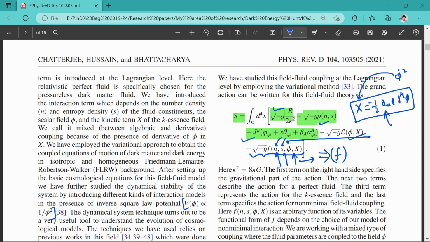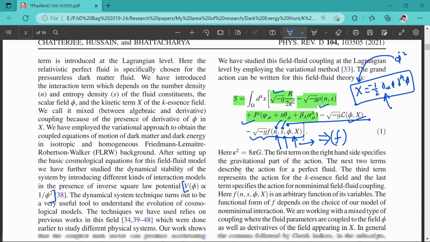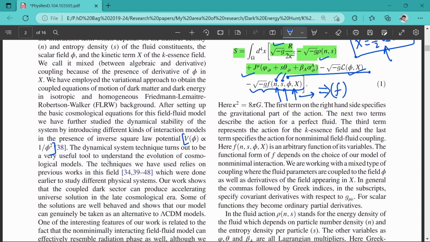For every field there is a potential, and in Kessence the potential can be constant or not constant. Here we have assumed that the potential is of power law type, and the best candidate is 1 over phi squared. People have already done a lot of research using this kind of potential and fitted it with data. So we have taken this into account: V of phi is 1 over phi squared.